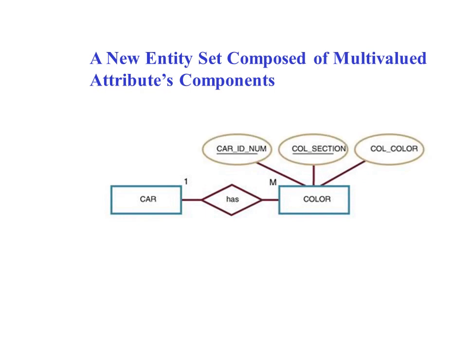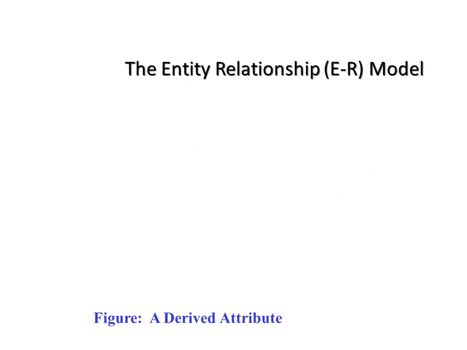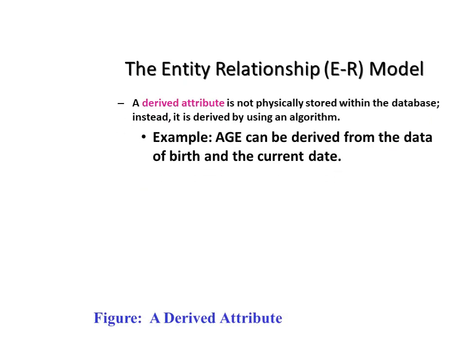Car is an entity. It has color. Color may be the color of the section, color column, and the car ID number. Okay, like this. And next one is derived attribute.